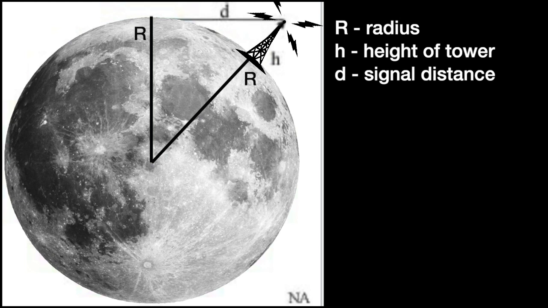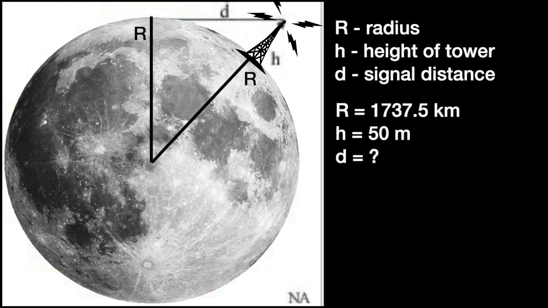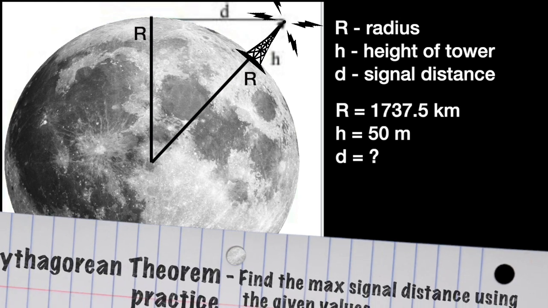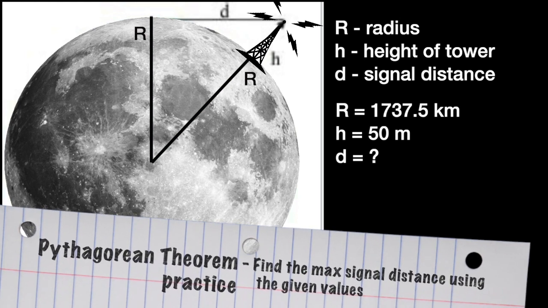The radio signal will travel a given distance based on the radius of the moon and the height of the tower. The radius of the moon is 1,737.5 kilometers. If the height of the tower is 50 meters, how far will the radio signal travel? Pause the video and see if you can figure it out. I will give you a hint. Use the Pythagorean Theorem. Can you see why?